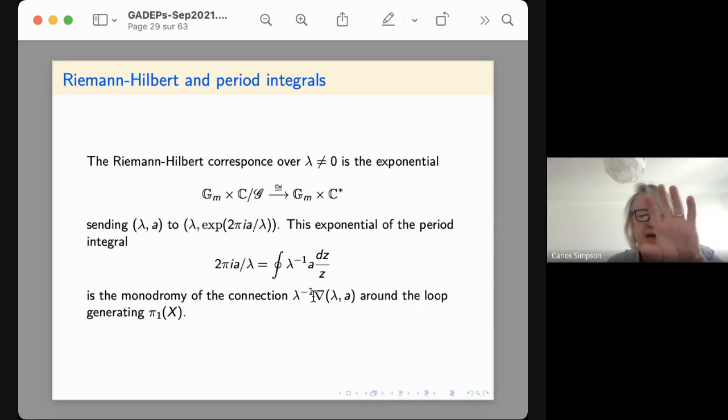And remember, we said that if we have a lambda connection, lambda different from 0, we rescale to get an actual connection and then take the monodromy of that connection. The monodromy of the connection is just the exponential of the period integral of this one form around the loop. It's not a gigantic period integral, but anyway, this is a period integral. And you might say that when we're taking monodromy of a connection, we're really doing some sort of non-abelian period integral, basically.